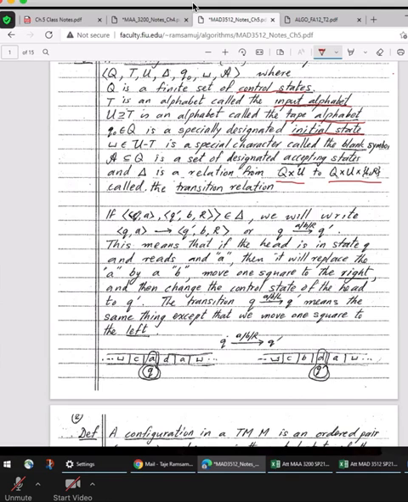So this means if you're in Q and you see an A, go to Q prime, change it into a B, and then move 1 square to the right. You can also move 1 square to the left, so those are your 2 options. We usually write this as Q, comma A goes to Q prime B R. Or better yet, Q, if you see an A, put a B and then move right. And this is the best notation, and that's what it means.